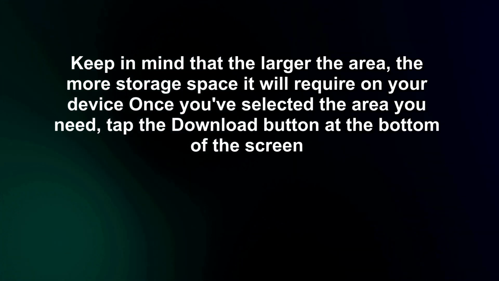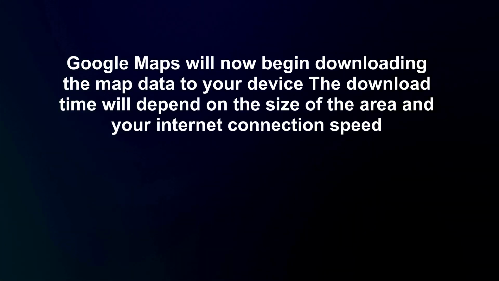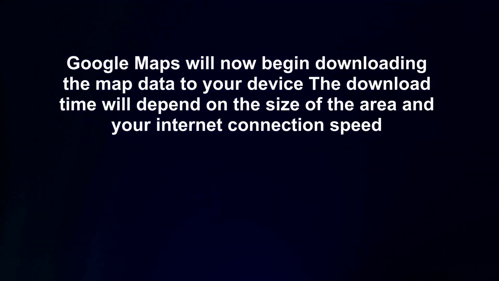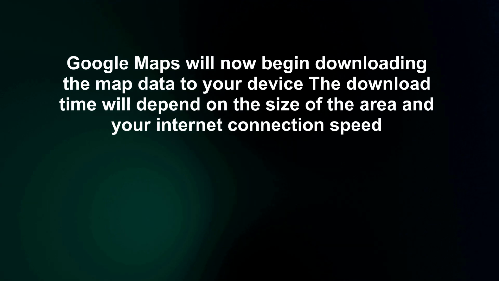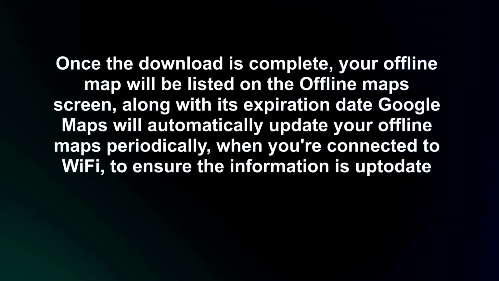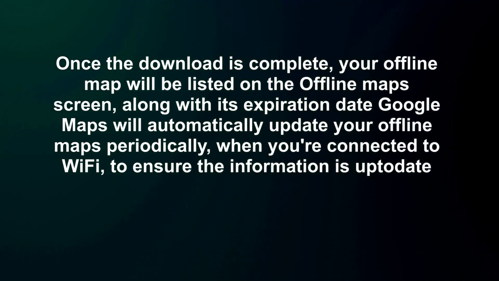Once you've selected the area you need, tap the download button at the bottom of the screen. Google Maps will now begin downloading the map data to your device. The download time will depend on the size of the area and your internet connection speed. Once the download is complete, your offline map will be listed on the Offline Maps screen.